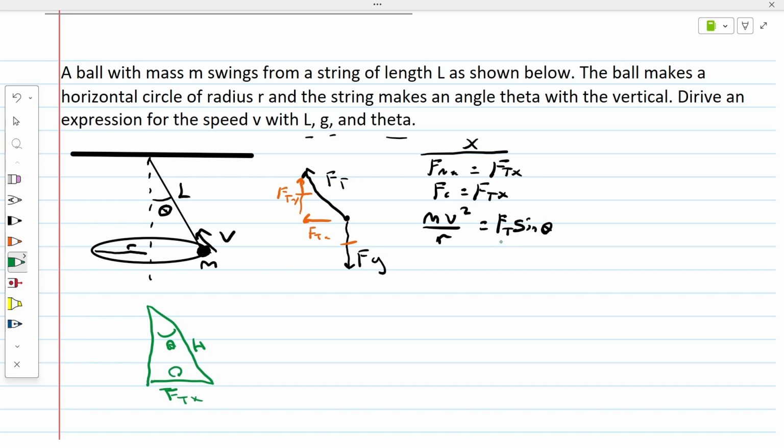Okay, so there's our x forces. And so we can't really get rid of this Ft yet because we don't know what Ft equals. Like, we have it equaling all these things, but there's still a lot of variables that we need to get rid of, like the radius and stuff like that. So let's just write out our y direction to get some more information.